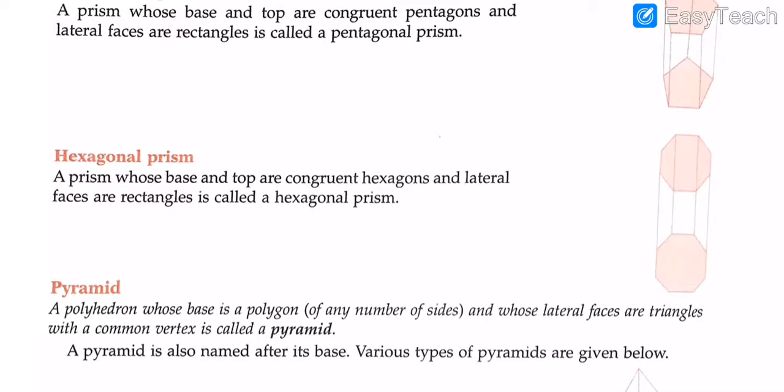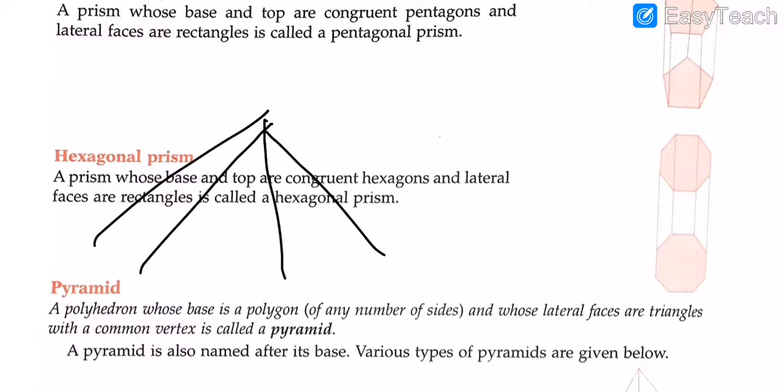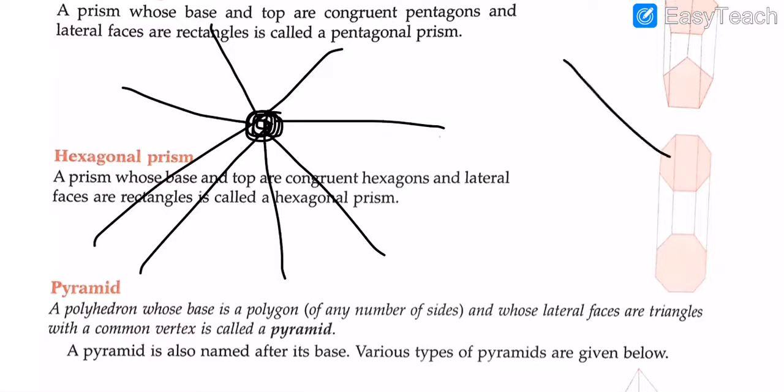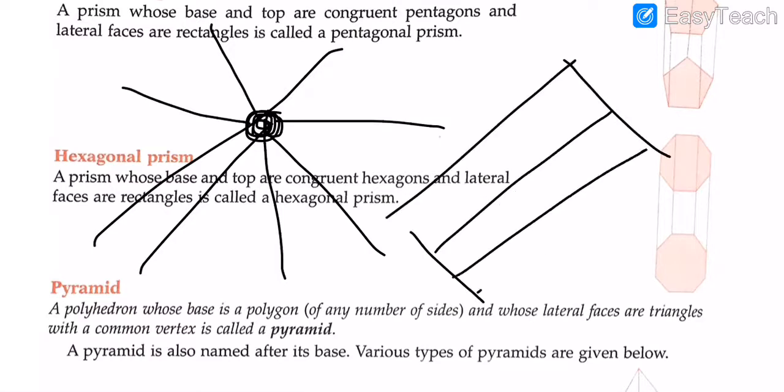Now let's move on to a pyramid. Just as in a prism the lateral faces are rectangles, in a pyramid the lateral faces are triangles, but with a common vertex, meaning like this. All the triangles come together to form an apex, a common vertex. In a prism, there was a common top and bottom and just rectangles joining them.